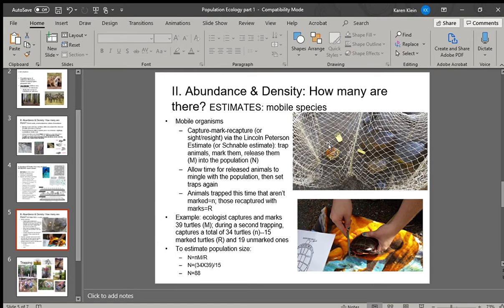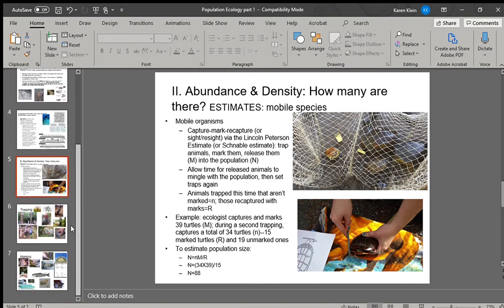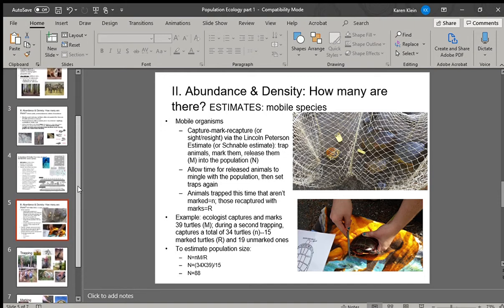But let's just say you're a population ecologist and you want to estimate a population for a species that is moving around and doesn't want to be seen. What we do here is employ a method, one of these methods is referred to as mark and recapture. Now you can actually capture, mark, and recapture. It's often just called mark and recapture, but you're capturing, marking, then recapturing.